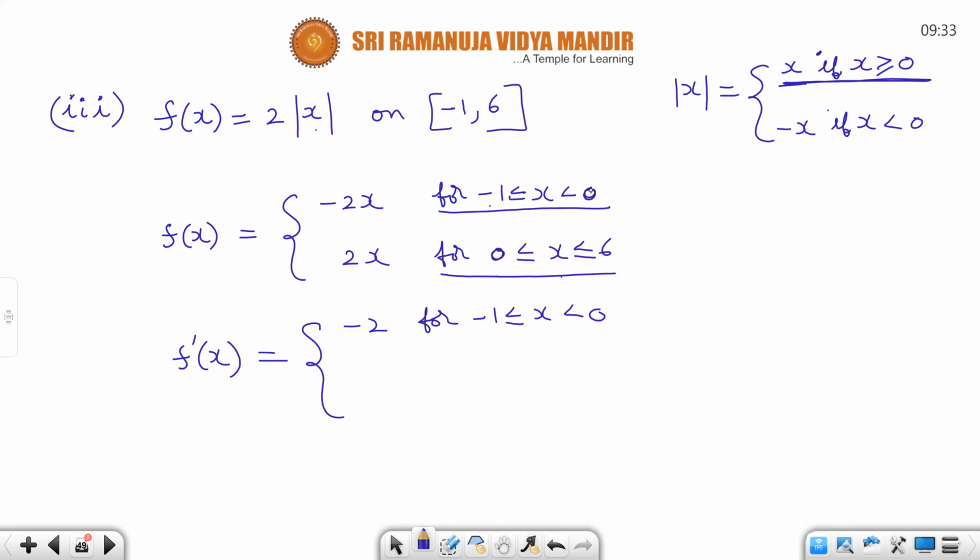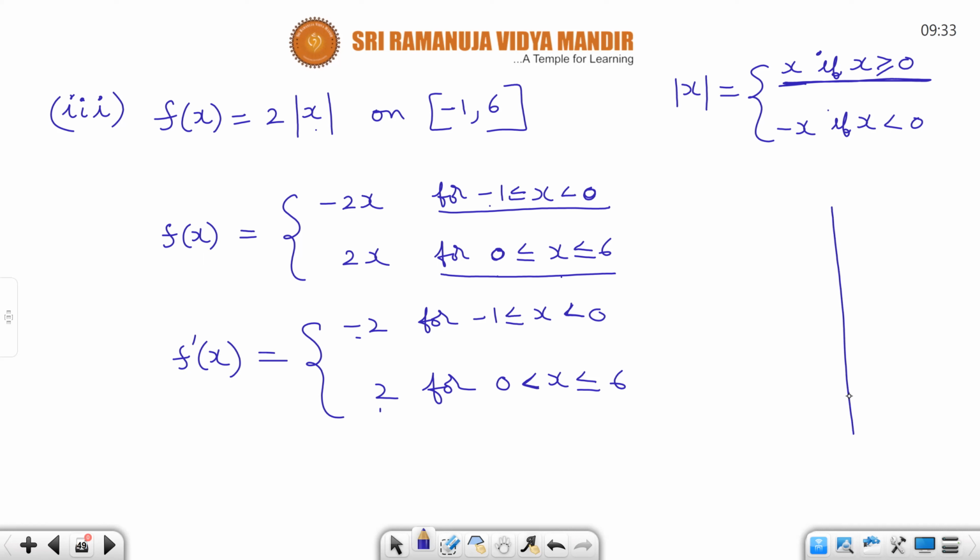Now for 2x, what is the derivative? 2, sir. For here, you have to write only less than, not equal to, because at 0 the definition of the function is changing. So at 0, the left derivative is -2, the right derivative is +2. They are unequal, so at 0 the function is not differentiable.